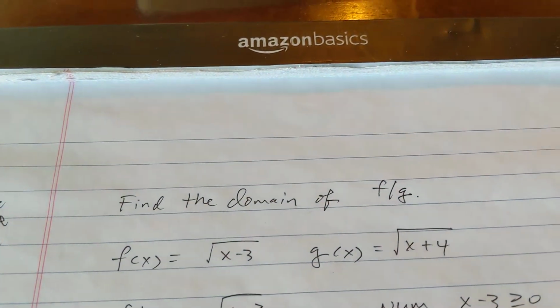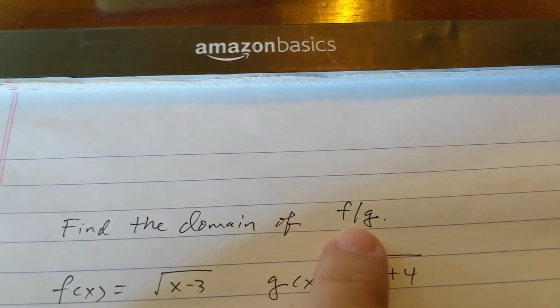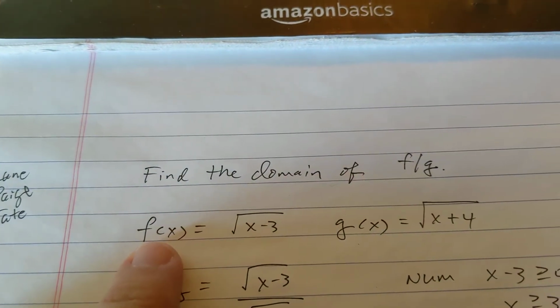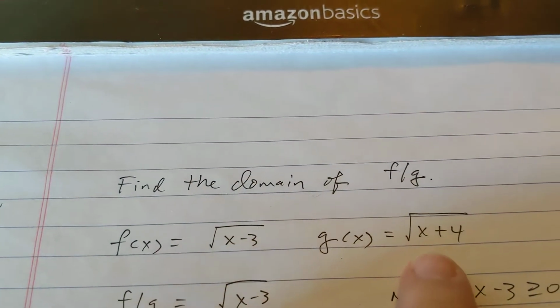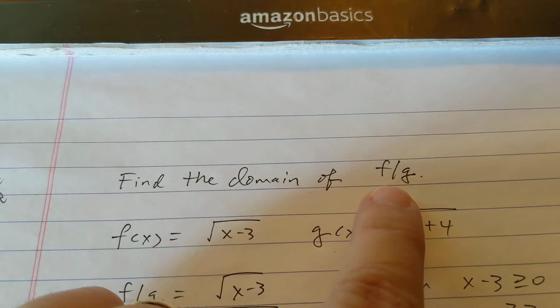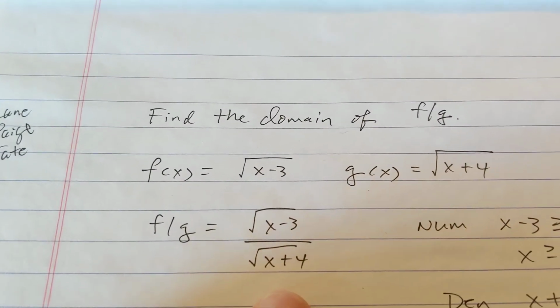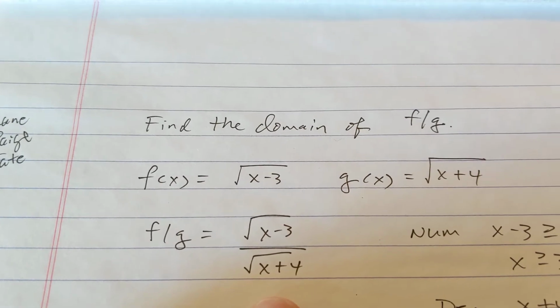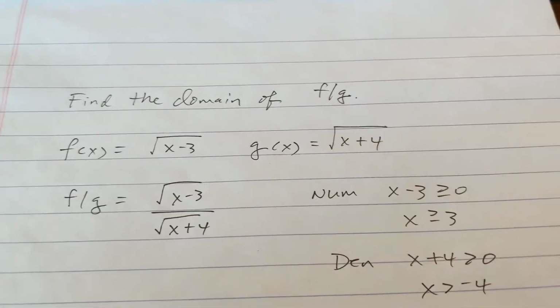All right, let's talk about domains a little bit with the division of two functions. So suppose you have f of x equals the square root of x minus 3 and g of x equals the square root of x plus 4, and we want to divide them. If you divide them, you end up with this, just putting f over g, and there's really no way to simplify that, but what we want to do is find the domain.